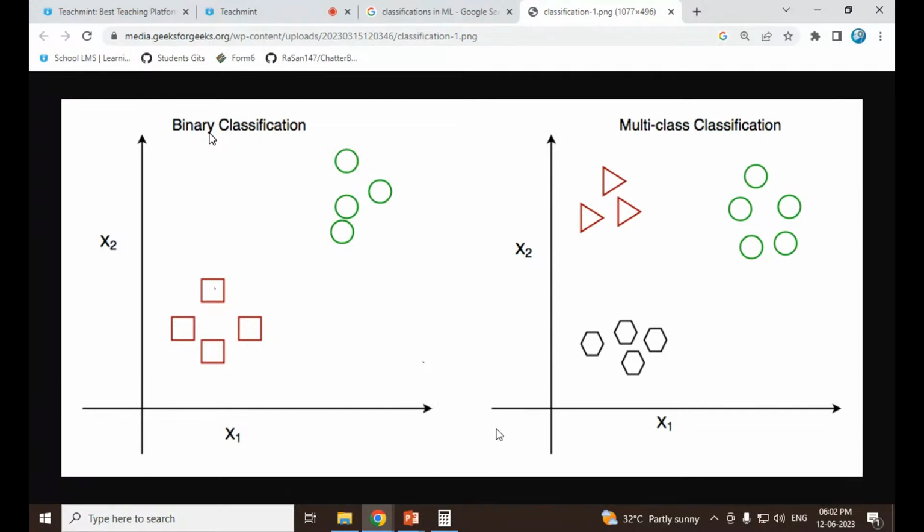Yes or no. Here we have multi-class classification. We have multiple classes, and we will be able to classify which class this object belongs to. That's how classification works.